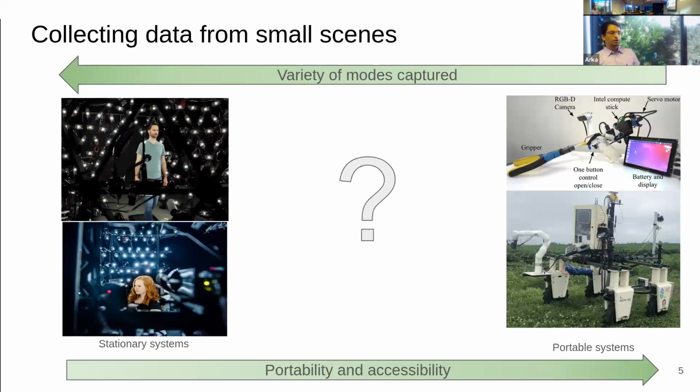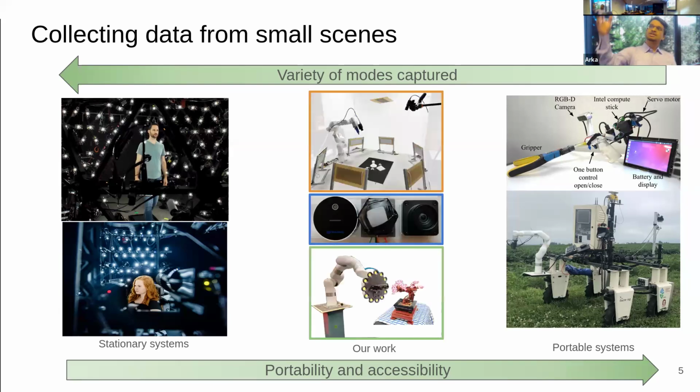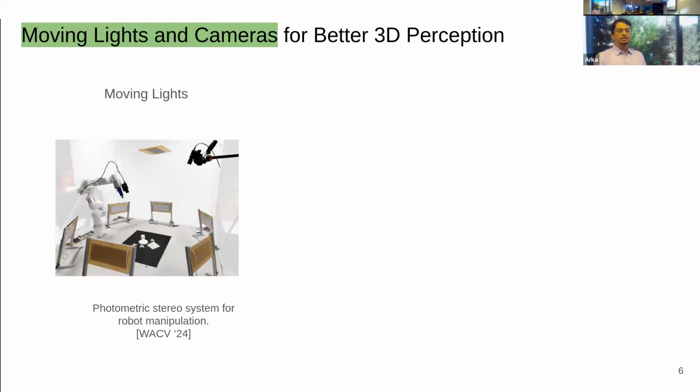Our research is motivated by the following question. In this continuum, there is a trade-off where when we focus on the number of modalities captured, we sometimes sacrifice the portability and vice versa. Is there a middle ground where we can trade off between the portability of high quality and more modalities data captured with some sensing system? We'll look at a few examples which try to achieve this middle ground, and I hope to convince you that moving cameras and lights can be surprisingly effective to this effect.